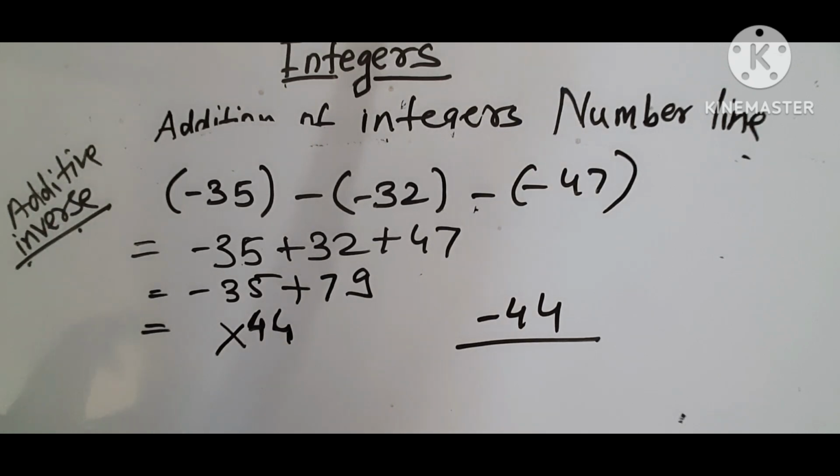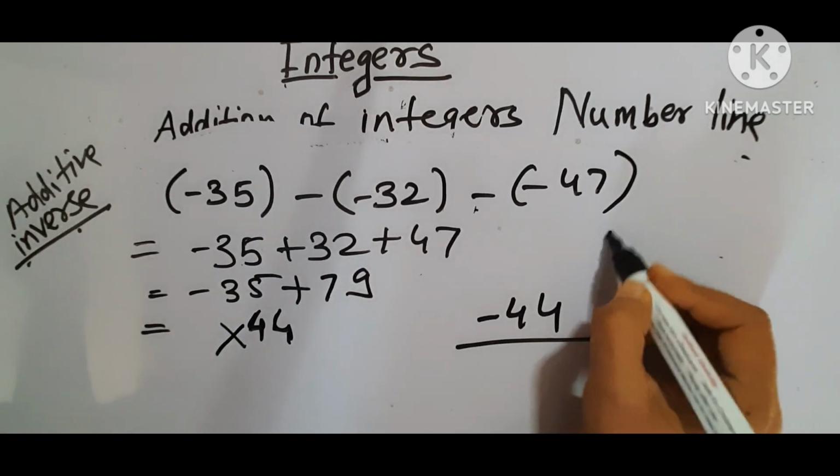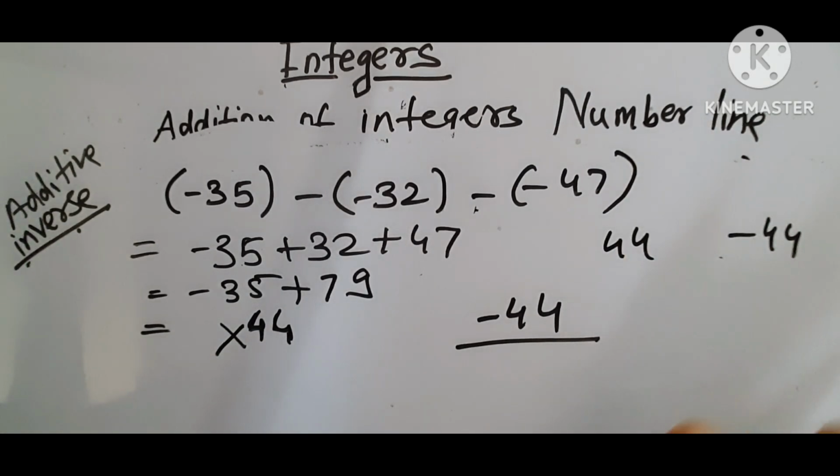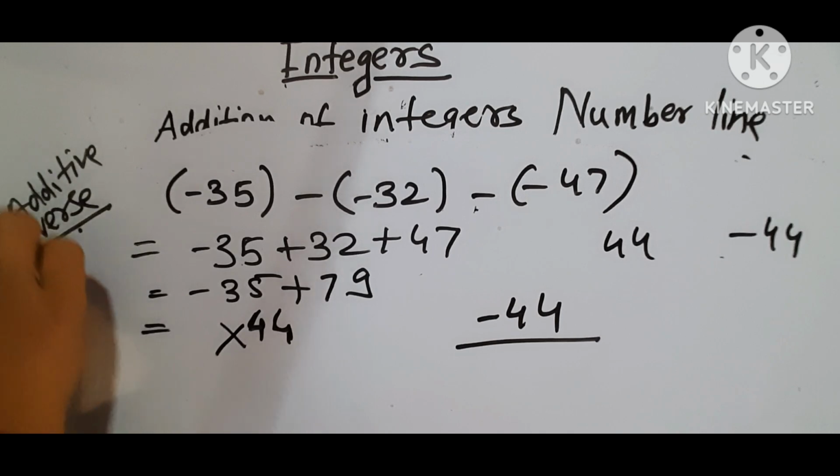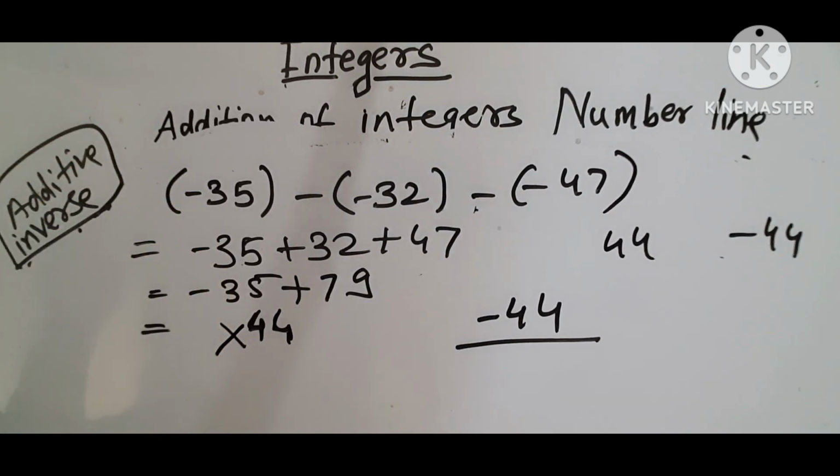In Olympiad exams or different types of aptitude exams, they give you options as 44, minus 44, to just make you confused. You have to keep this in mind, that you have to find out the additive inverse, and additive inverse is always the negative side. For positive number it is its negative number, and for negative number it is its positive number. So in this case the additive inverse was minus 44. Okay, I hope this is clear how to solve the integer problems.